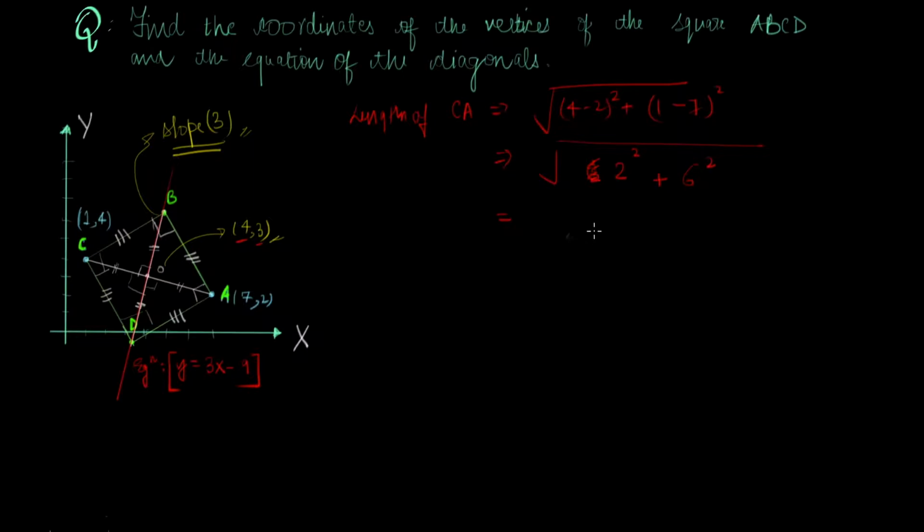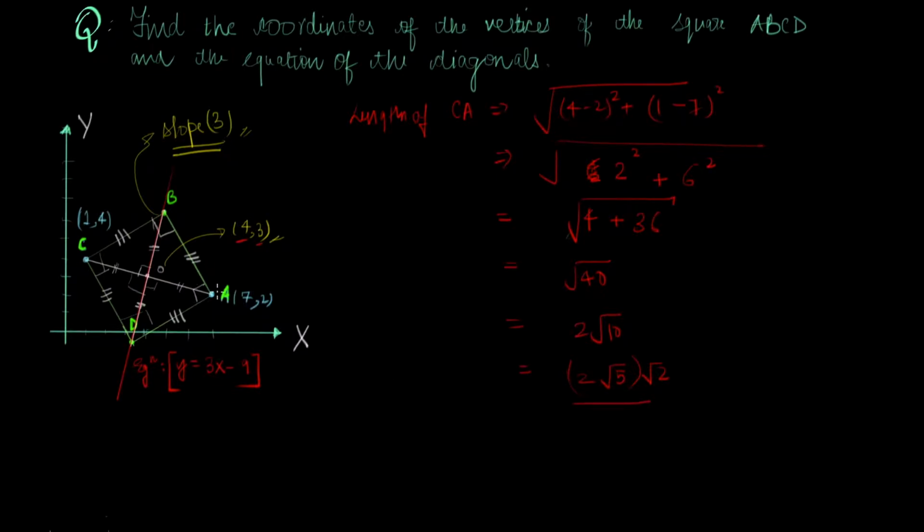We can simplify this further to get 4 from 2 square and 36 from 6 square. This yields root of 40, which is the same as 2 root 10, which is the same as 2 root 5 root 2, because 10 is 5 times 2. So I get a form like this.